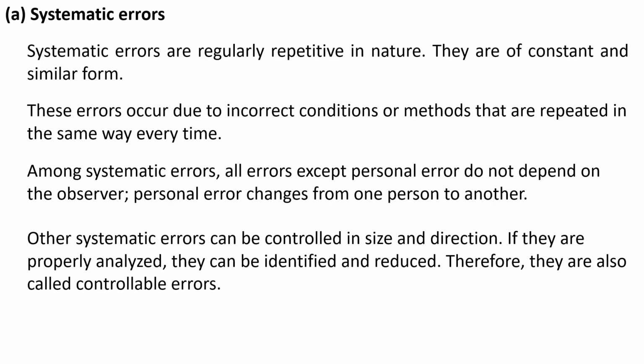Among these systematic errors, all errors except the personal error do not depend on the observer, and personal error changes from one person to another. Other systematic errors can be controlled in size and condition if they are properly analyzed. They can be identified and reduced. Moreover, they are also called controllable errors.